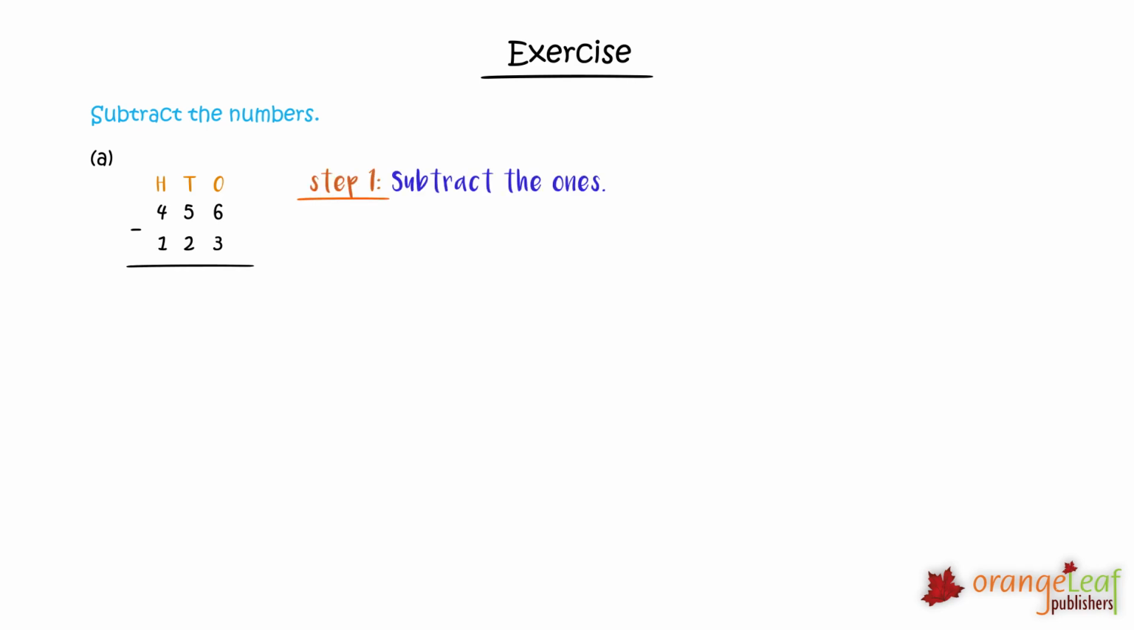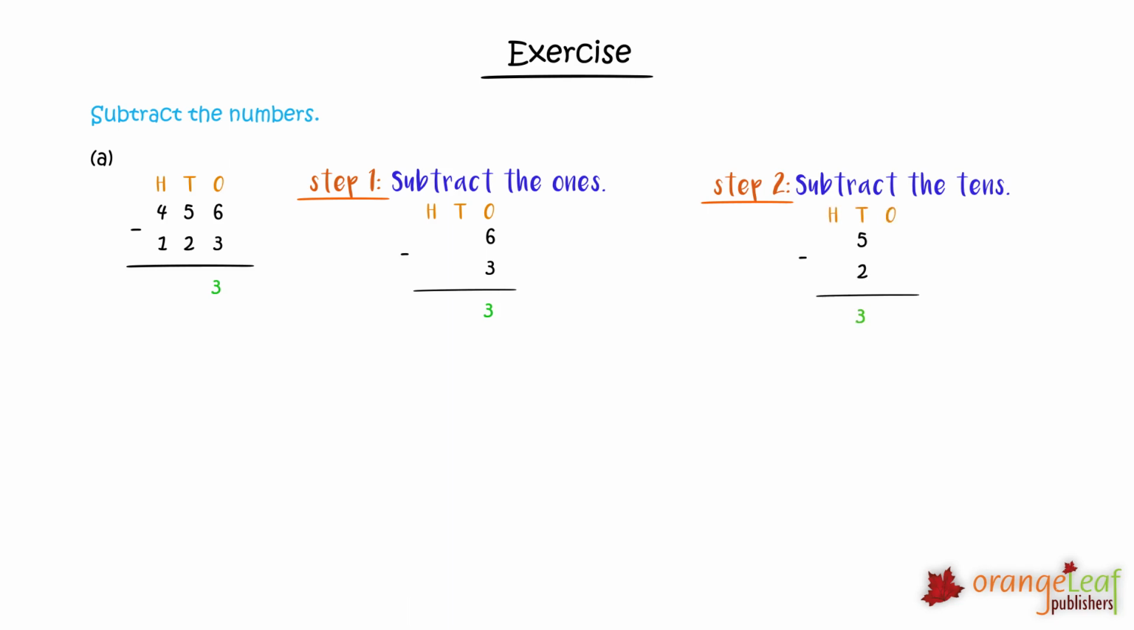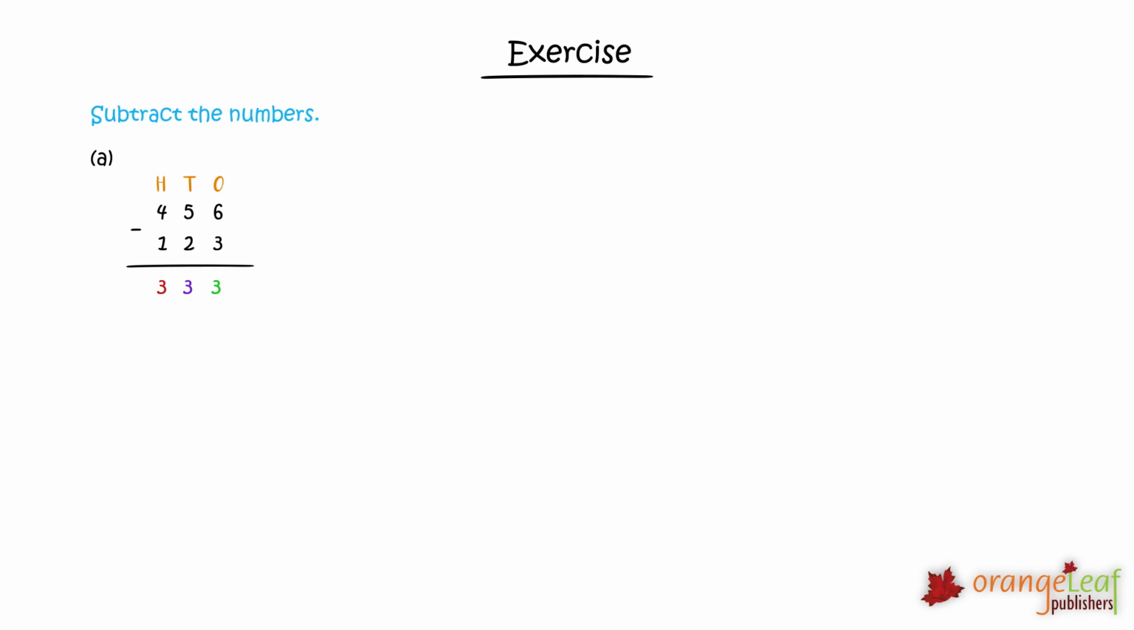Exercise. Subtract the numbers. A. 456 minus 123. Step 1. Subtract the ones. 6 minus 3 is equal to 3. Step 2. Subtract the tens. 5 minus 2 is equal to 3. Step 3. Subtract the hundreds. 4 minus 1 is equal to 3. The answer is 333.